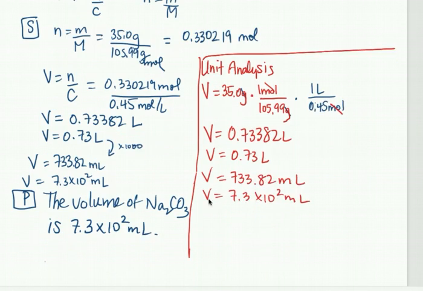Okay. All right. So again, if there was more time, I would show you how to do scientific notation, but I'm going to write my answer like that because it's the proper way. But again, if you left it as 733.82 milliliters, that's fine. Okay, just make sure you write volume as your keyword, and then write your answer with units.